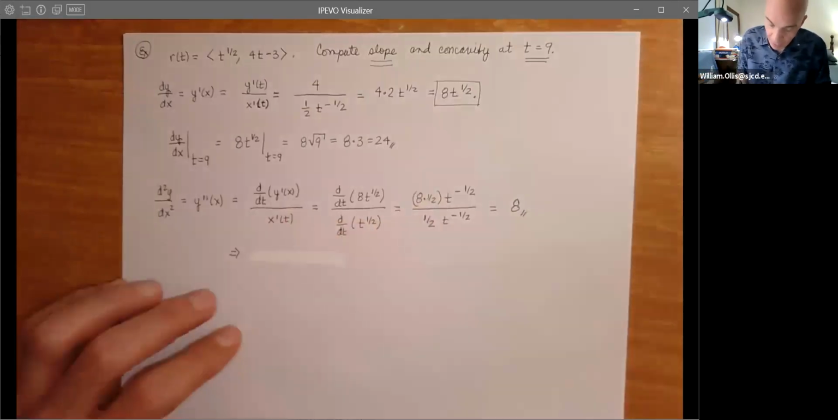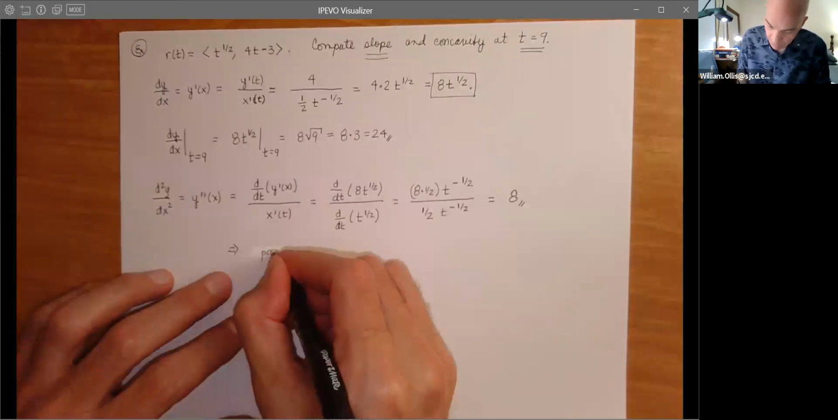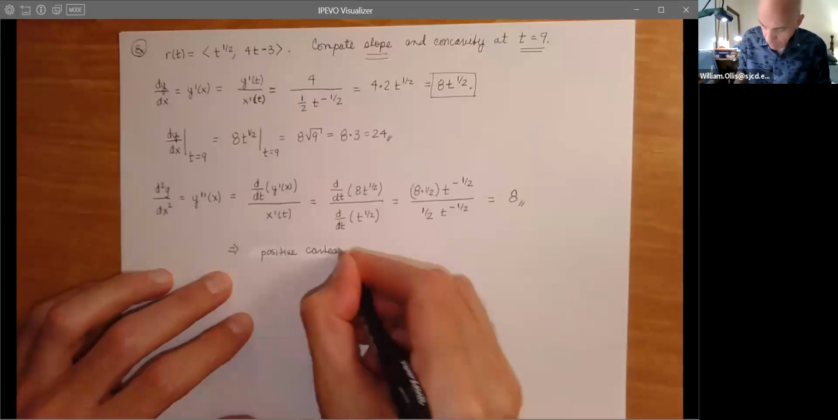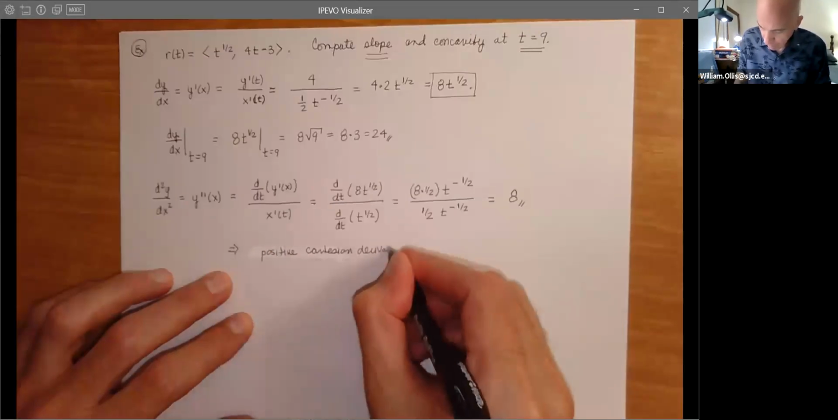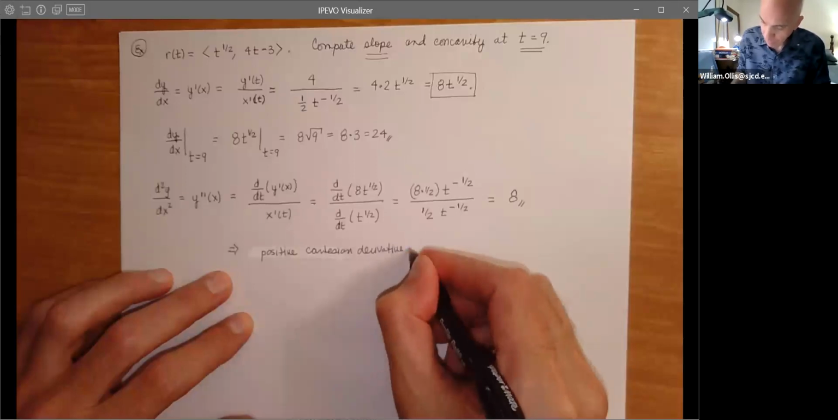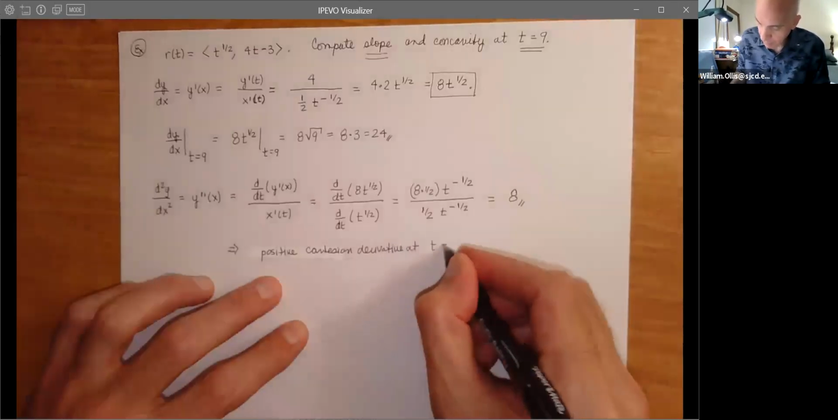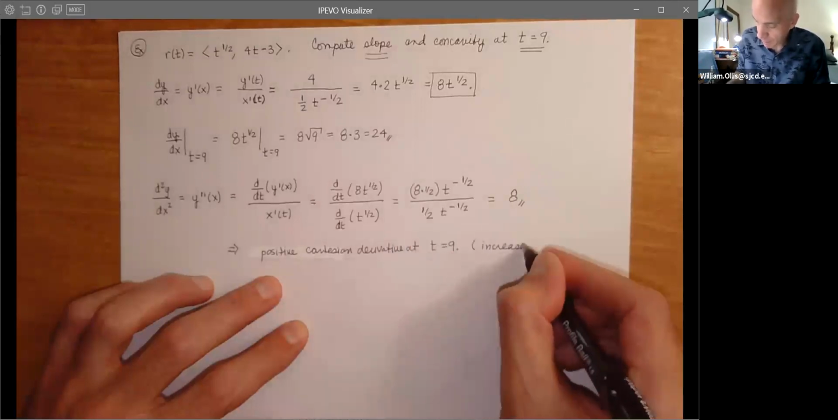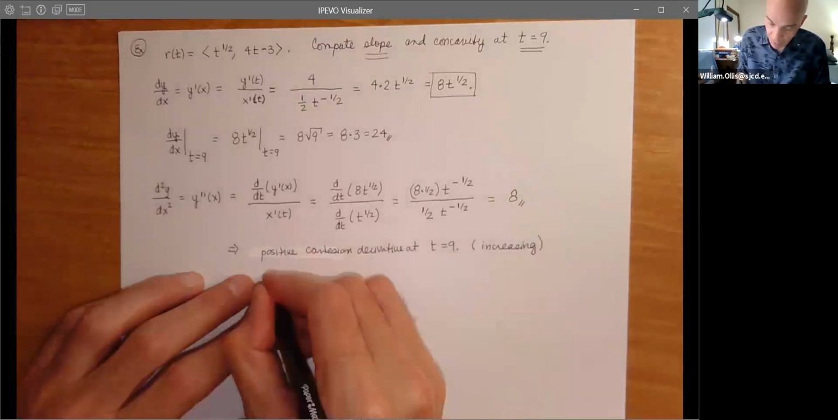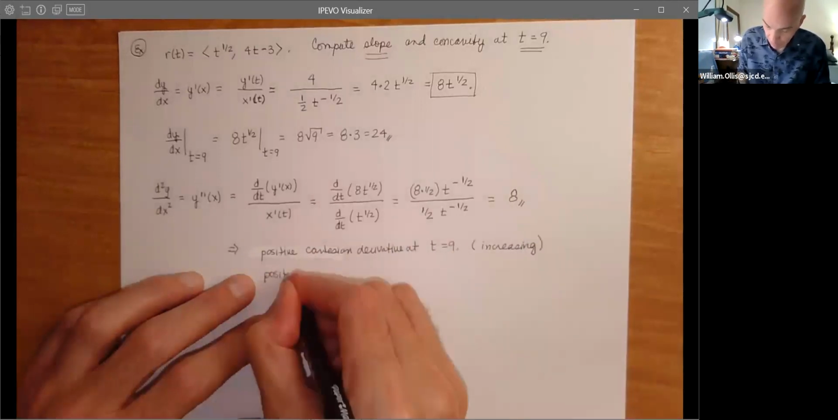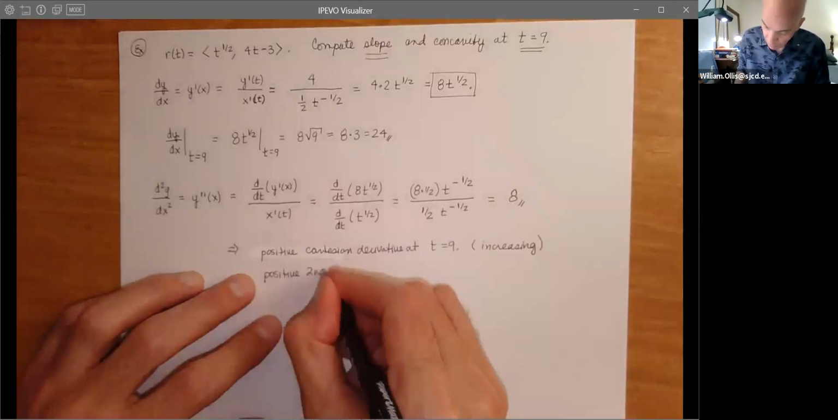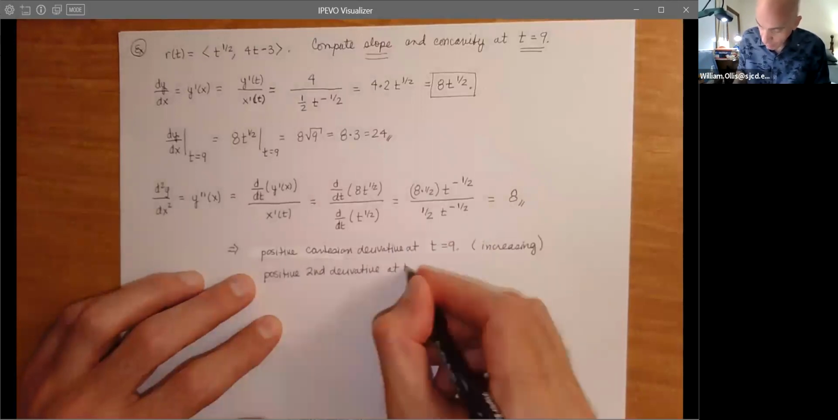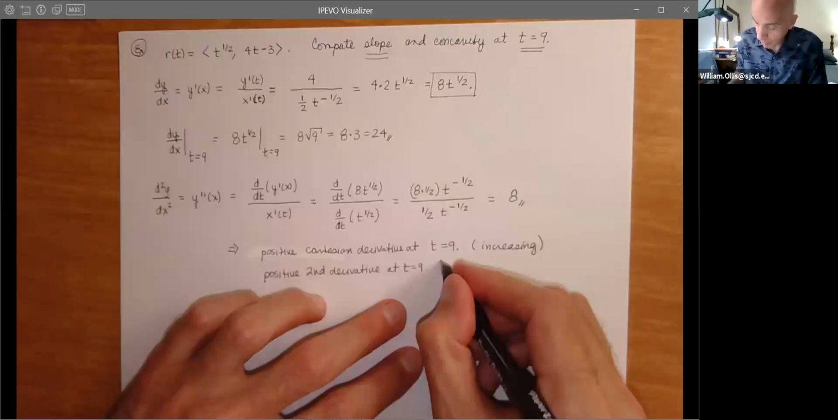So we've got a positive Cartesian derivative at t equal 9. And in the interval, we think increasing. And then we have a positive second derivative at t equal 9. And we think upward concavity.